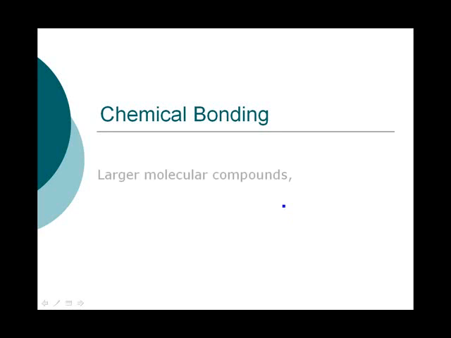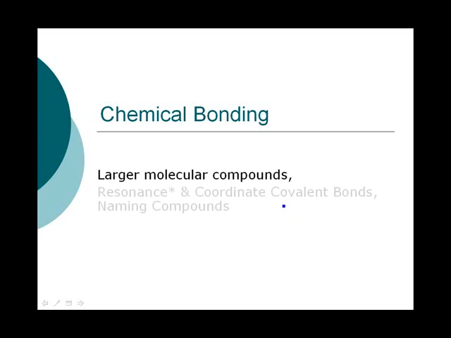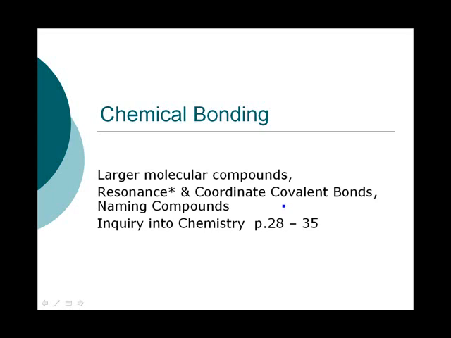Welcome back to Chemical Bonding. We're going to continue on with building larger molecular compounds, and we're going to look at some special molecular compounds that involve something called resonance and coordinate covalent bonds. We're also going to do a little bit of review when it comes to naming compounds. In your textbook, this is pages 28 to 35.